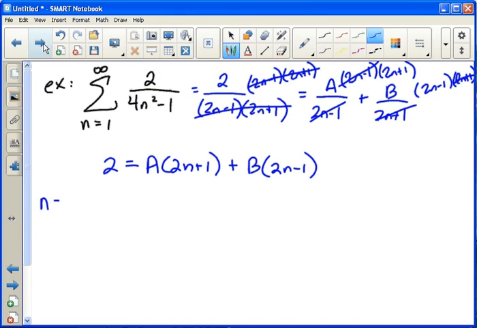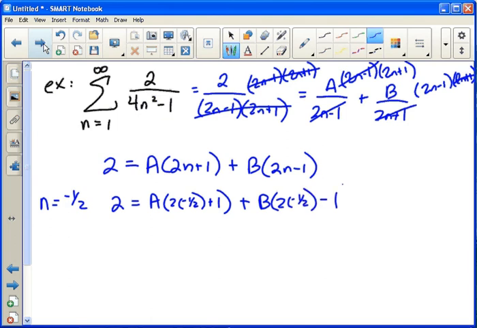So I could try negative 1/2 and get 2 equals a times 2 times negative 1/2 plus 1 plus b times 2 times negative 1/2 minus 1. Okay, so if you notice, this ends up negative 1 plus 1 right here, so that just gets wiped out because it's 0. You get 2 equals b times negative 2. So b is equal to negative 1.